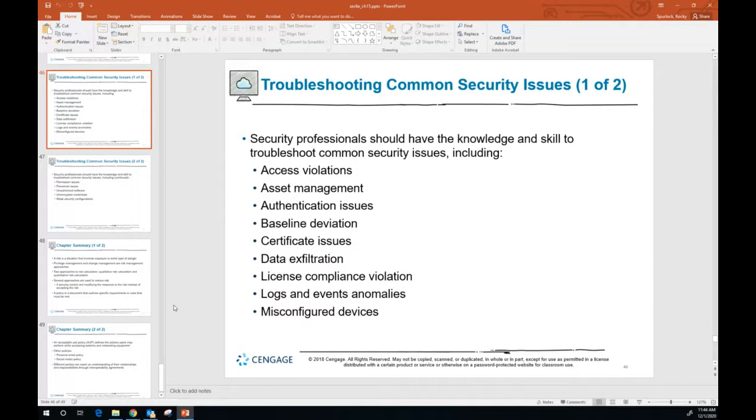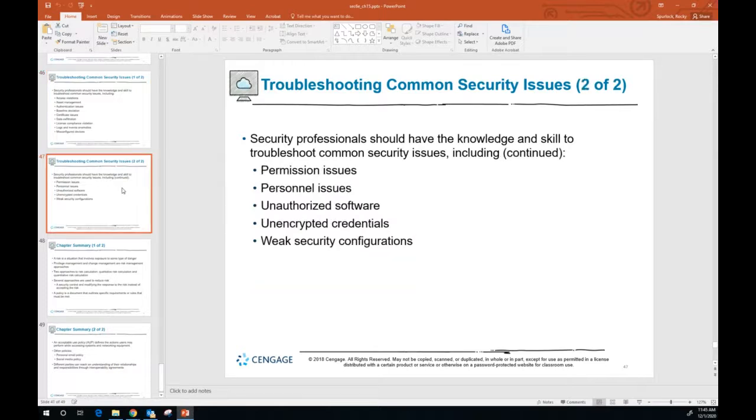Security professionals should have the knowledge and skill to troubleshoot the common security issues listed below. And these issues as well.